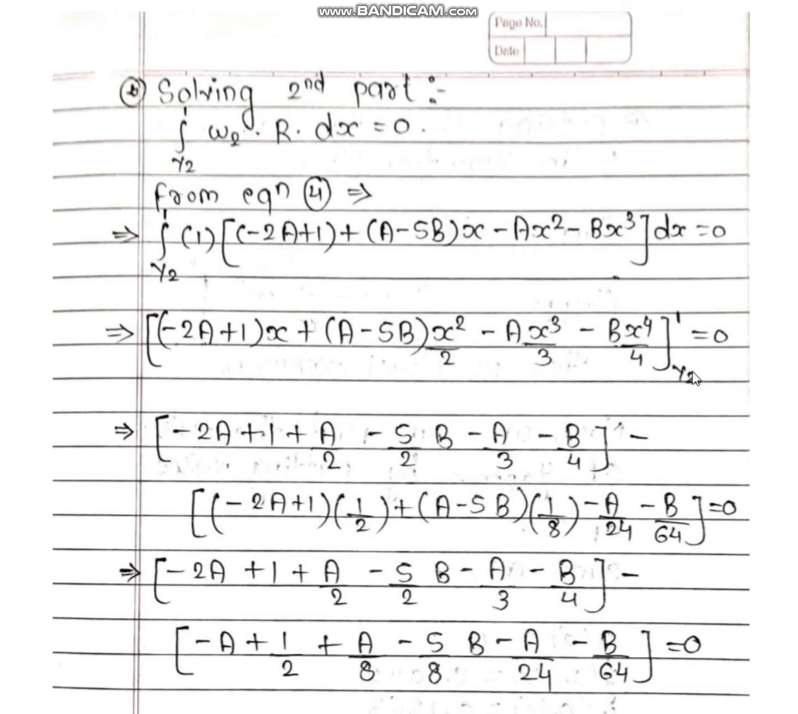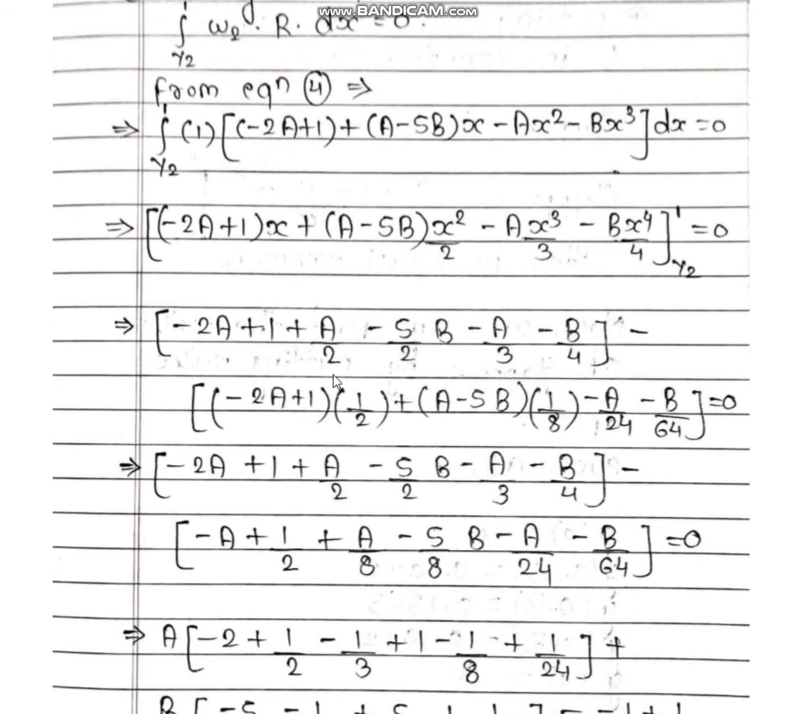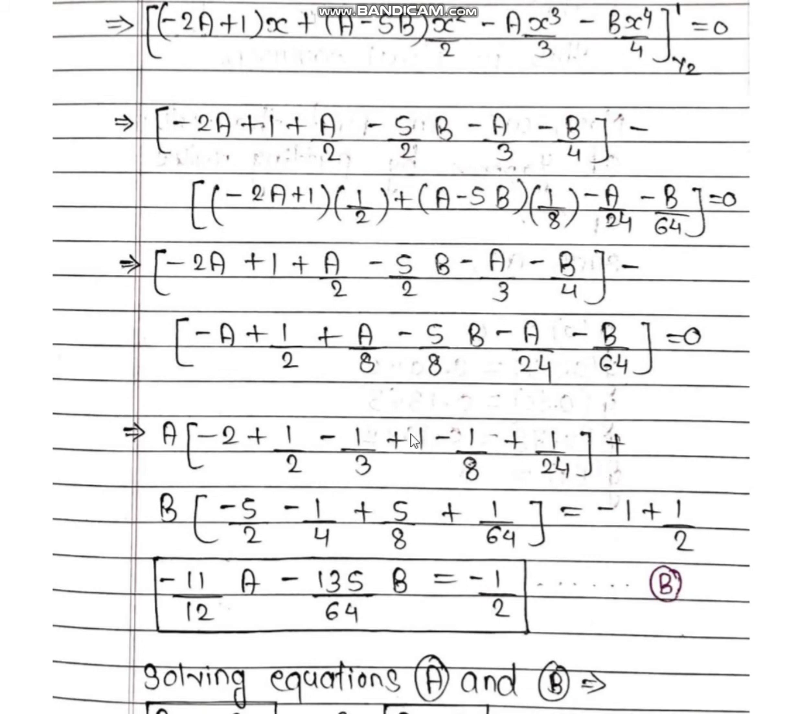So now, first we have to put x equals 1 in this equation, then give a minus sign, and then put x equals 1 by 2 in this equation and solve it. Similarly, in this part we have put x equals 1, then we have given the minus sign, and then in this equation in the place of x we have put x equals 1 by 2. After solving it in terms of a and b, we get the simplified equation, that is minus 11 by 12a minus 135 by 64b equals minus 1 by 2. We will rename it as equation number 2.